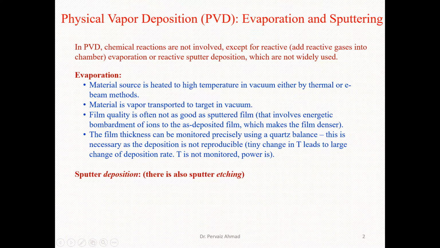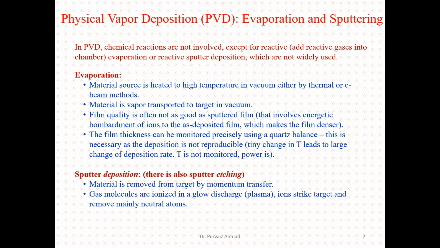With sputter deposition, we also have sputter etching. What actually happens in sputter deposition is that material is moved from the target by momentum transfer due to collisions by the ions. We will discuss that later on in full detail. Gas molecules are ionized in a glow discharge, that is, plasma.